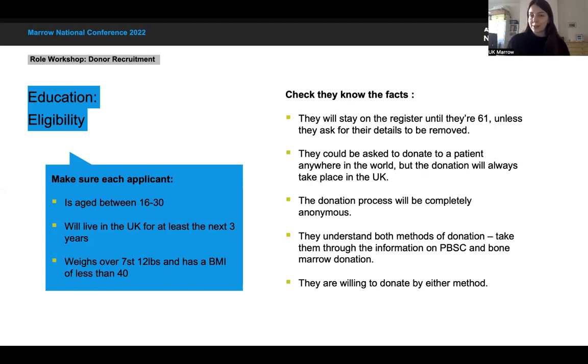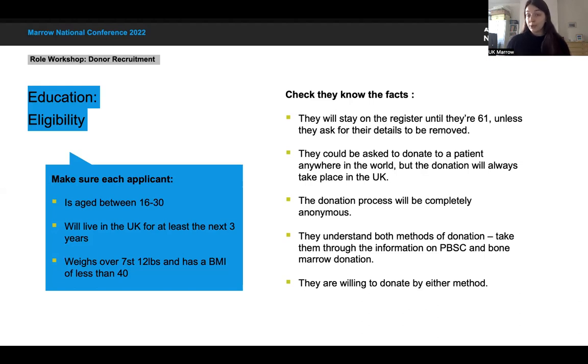But obviously, they can also request to be taken off the register before that, as long as they get in touch with us and ask about it. You also need to make sure that they know they could donate to anyone in the world, but the donation itself will actually always take place in the UK. And that the donation process is most likely completely anonymous. It's very rare that a donor and a patient meet, and even then, I think there's at least 2 years of complete anonymity that needs to happen. So they need to be okay with that, and they need to be happy with both methods of donation, fully understand them. That is PBSC and bone marrow donation.